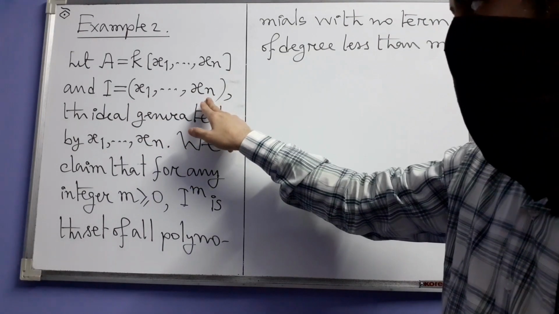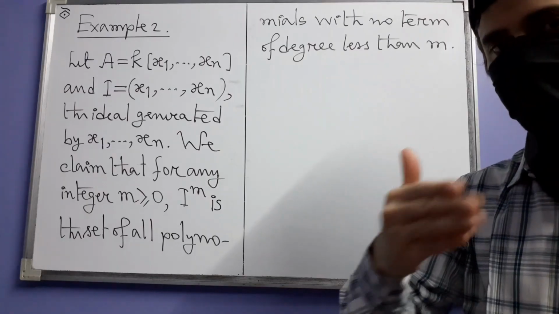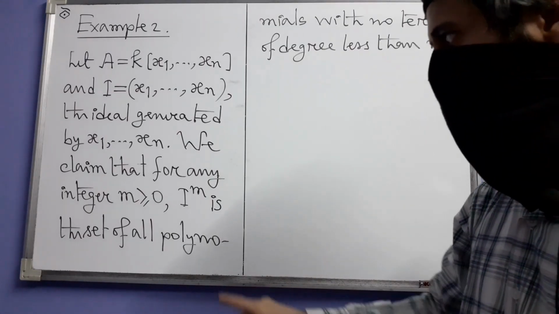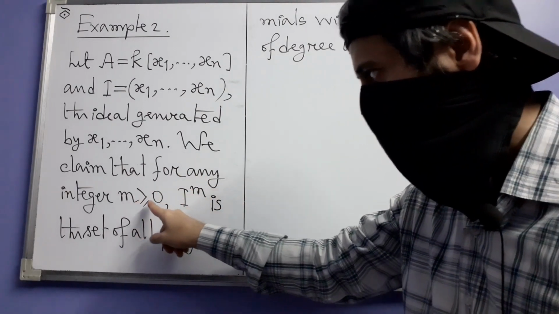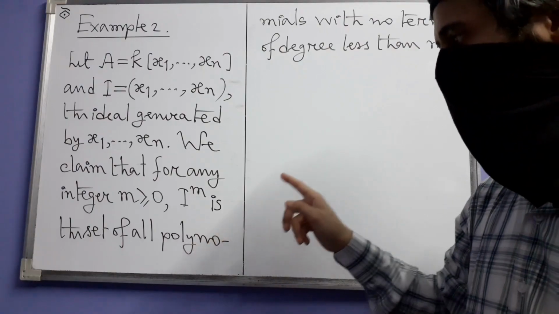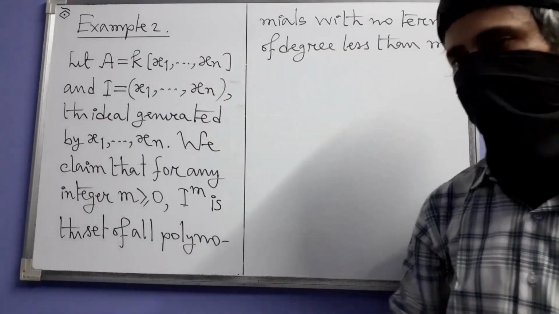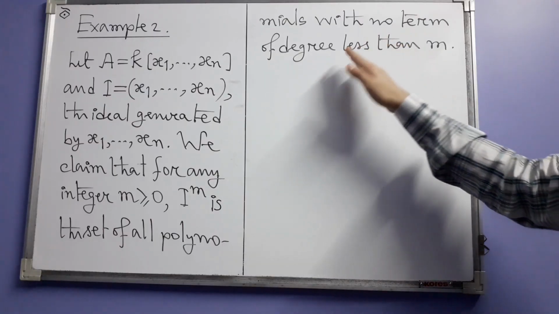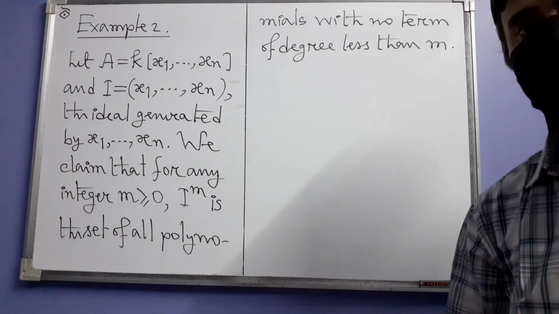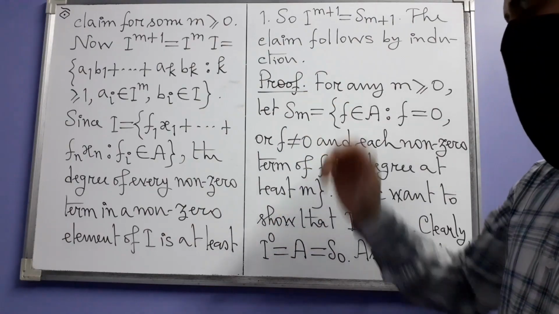The ideal is this, which is the ideal generated by these monomials x1, x2 up to xn. And the claim is this: for any non-negative integer m, the mth power of I consists of all the polynomials in this ring where there is no term of degree less than m. How can we prove this claim? Let's see. Okay, so this is the proof.